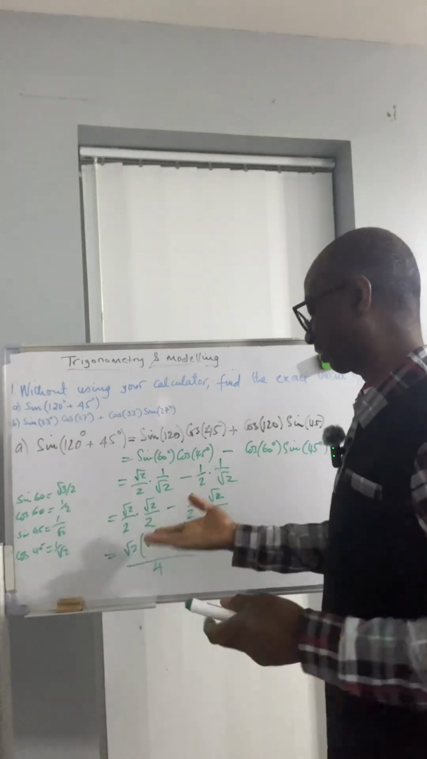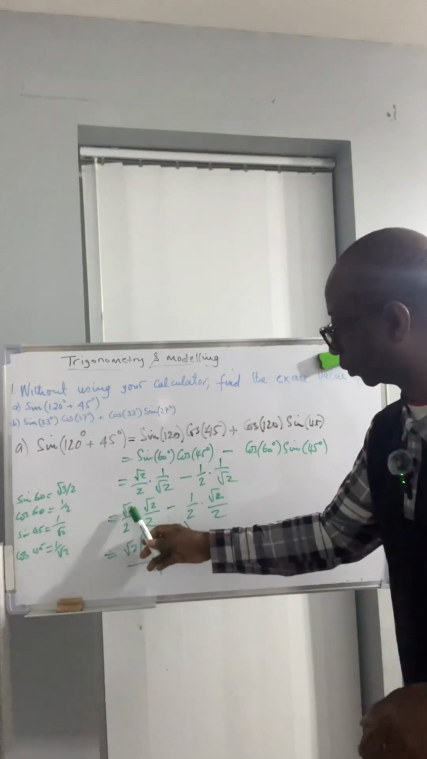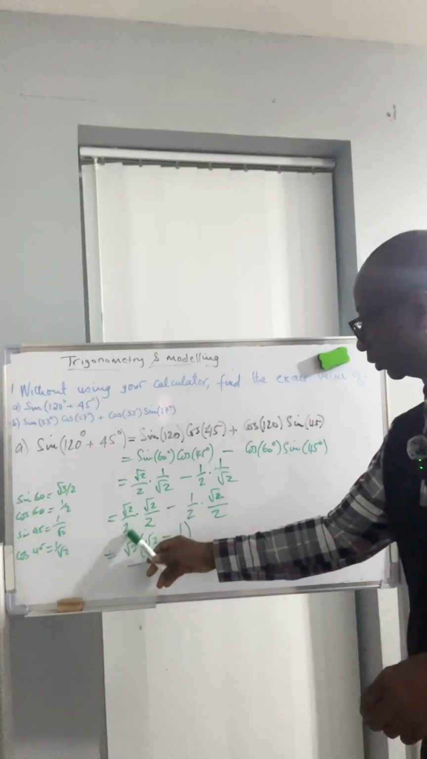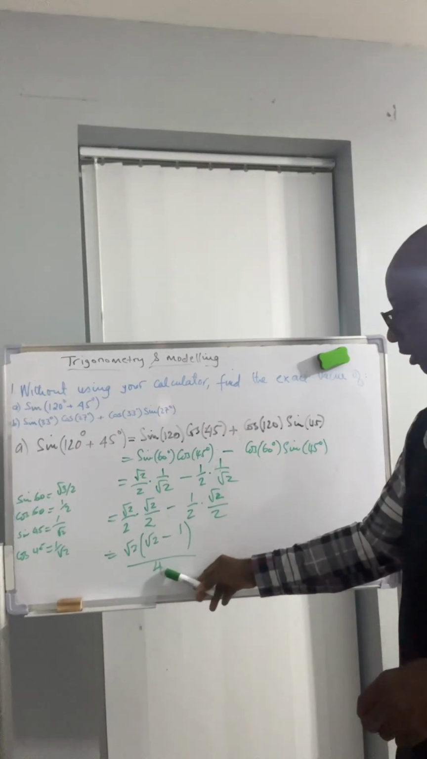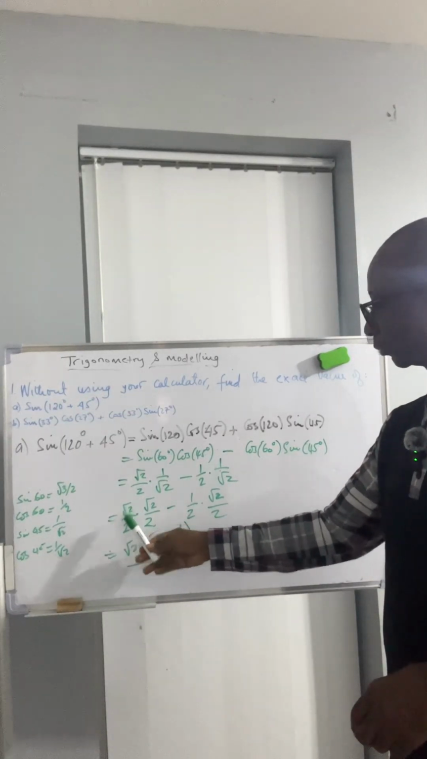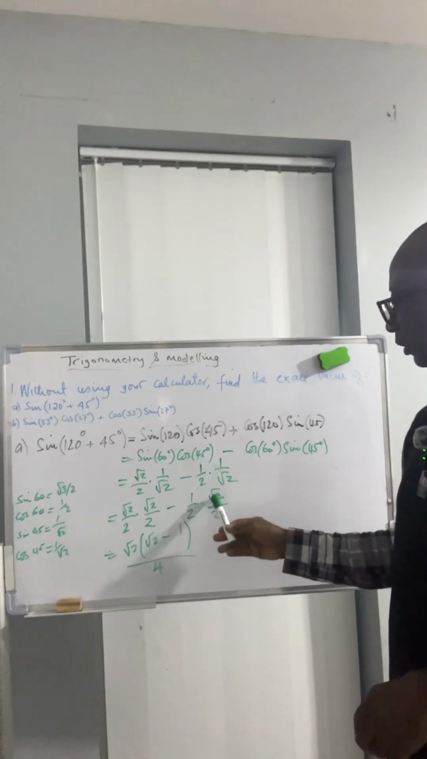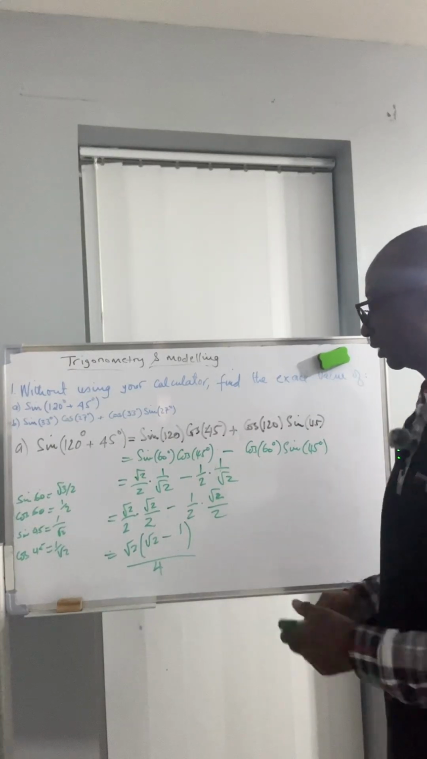Here you just factorize. This is simple algebra now. Your root 2 will go out. The denominator, you have 4. 2 times 2 is 4. So that's why the 4 is here. You take root 2 out. So this will remain root 2. When you take root 2 out, only 1 will remain here. So this is your final answer.